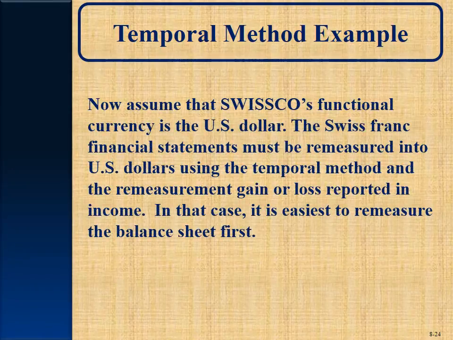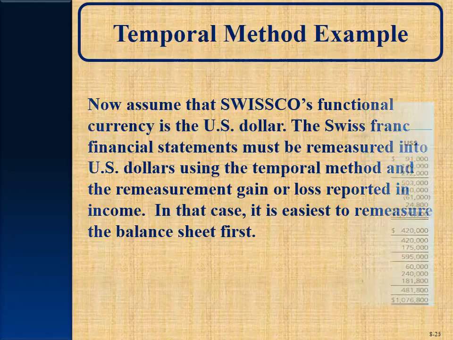Now assume Swissco's functional currency is the US dollar instead. The Swiss franc financial statements must be remeasured into US dollars using the temporal method, and the remeasurement gain or loss is reported in income. In that case, it is easiest to remeasure the balance sheet first. So if you notice, under the current method, we went income statement, retained earnings statement, balance sheet. We're doing the opposite here because we need to determine our adjustment to go into the income statement.